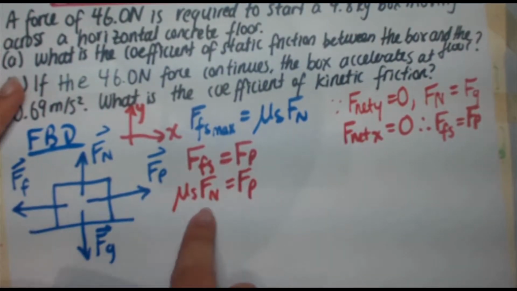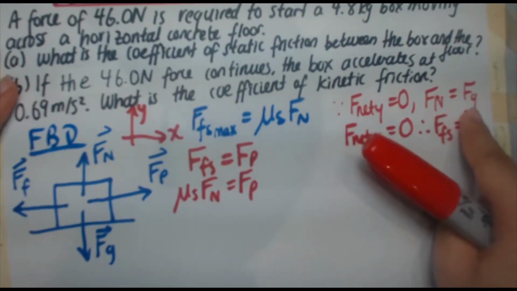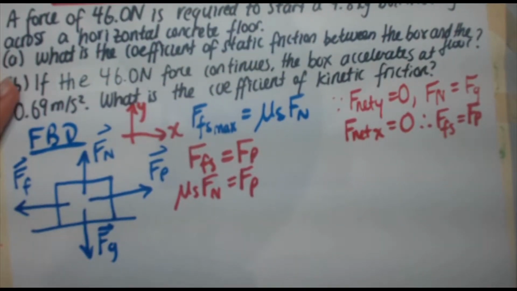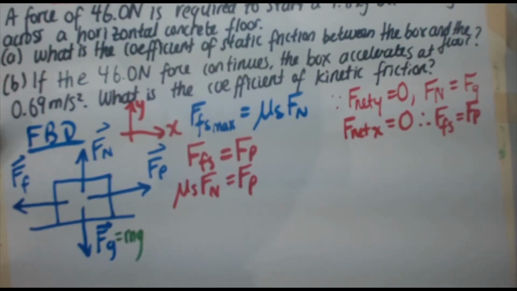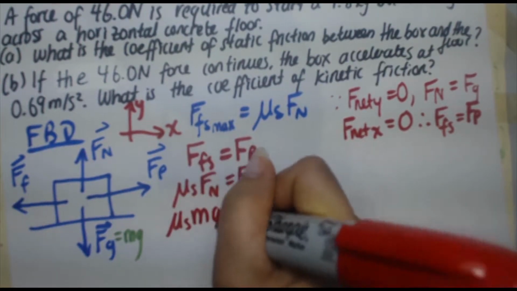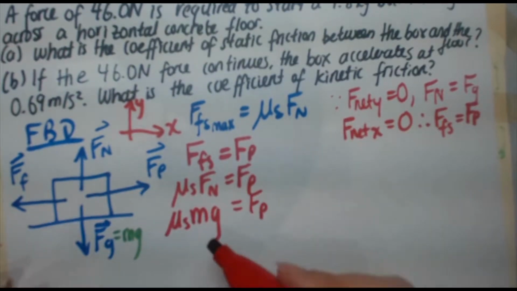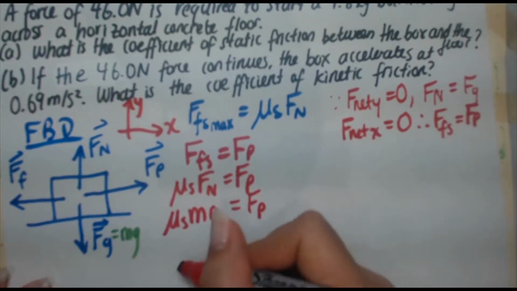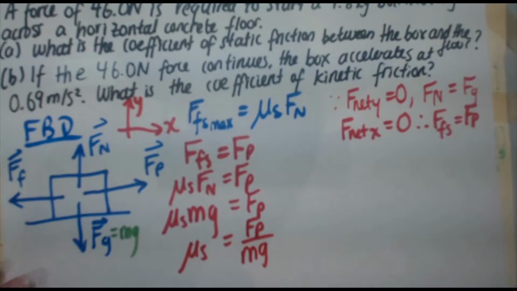Now we're looking for mu s. That's our unknown here. Fn: the fact that we said F net y is 0, we could conclude that the normal force and the gravitational force are equal in magnitude, opposite in direction. And we know that Fg is just mg, and there's no other vertical force here. So I'm going to replace Fn with mg. Mu s mg equals Fp. And again, since we're trying to solve for mu s, I'm going to rearrange this expression. So mu s is equal to Fp over mg.